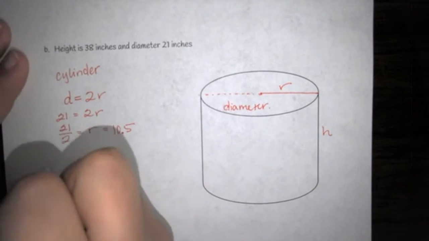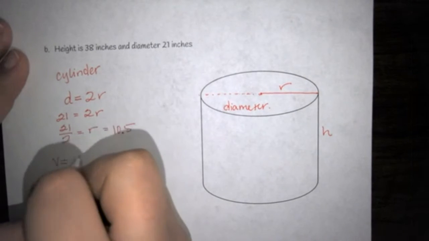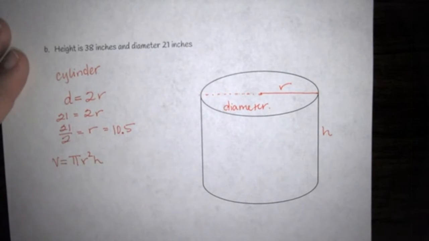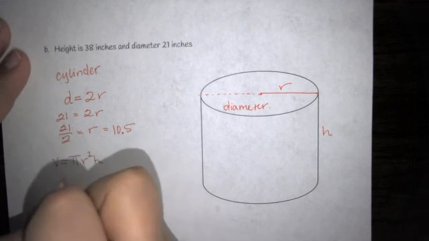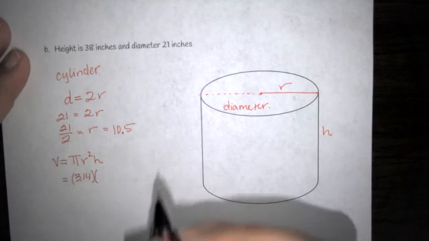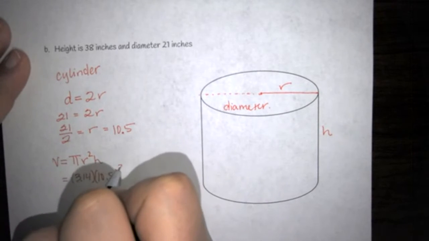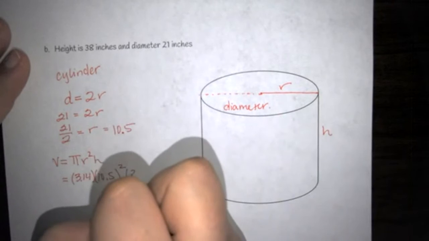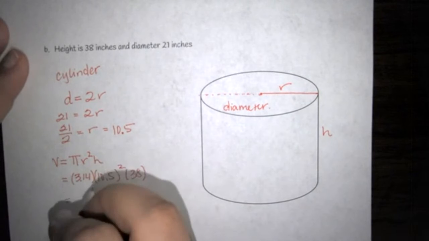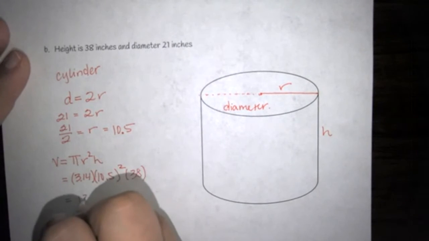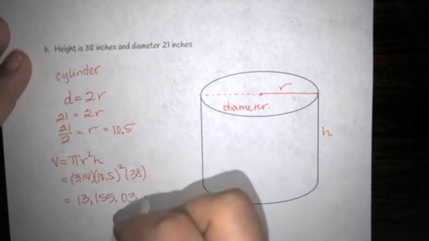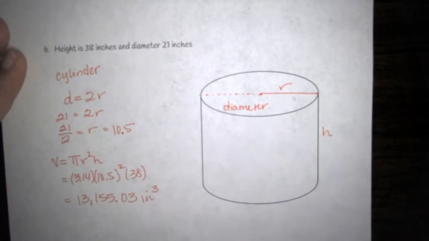So for a cylinder, my volume is going to be pi r squared height. Okay? So here again, we have to plug in the information we know. Pi is 3.14. My radius was 10.5 squared. And then my height is 38 inches. So when we multiply all of that together, you should come out with 13,155.03, and then this is inches cubed.